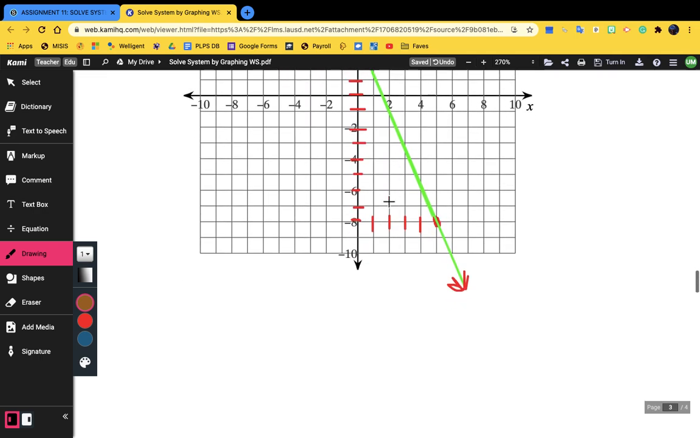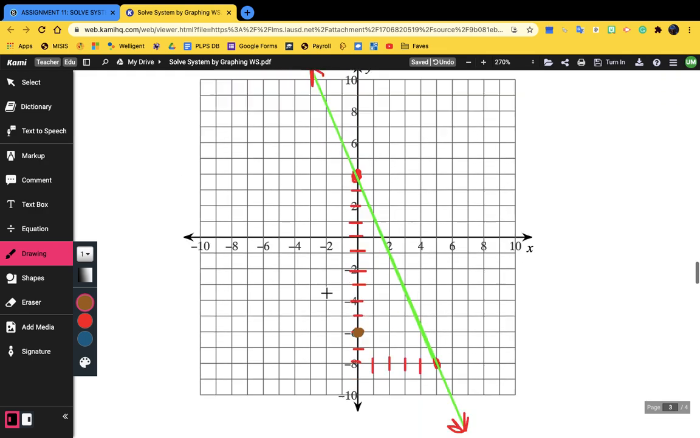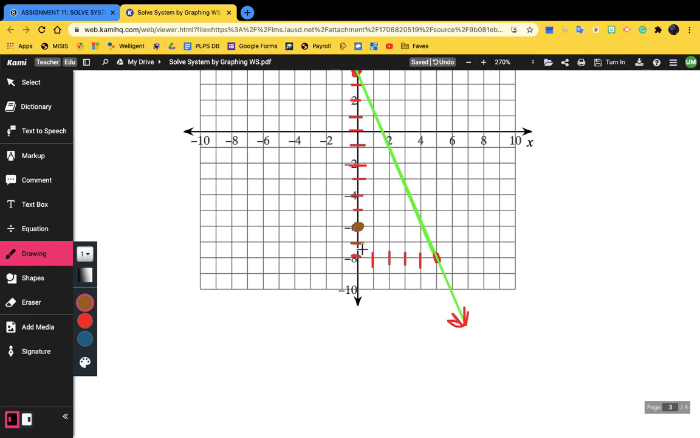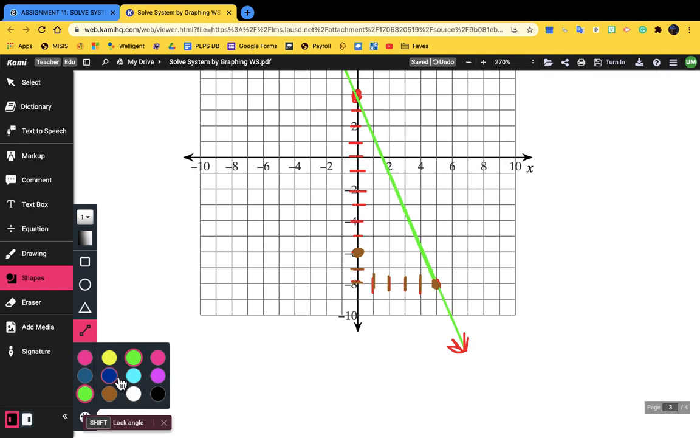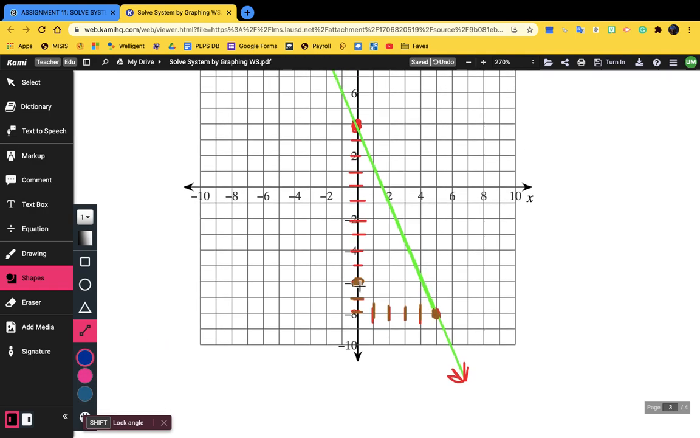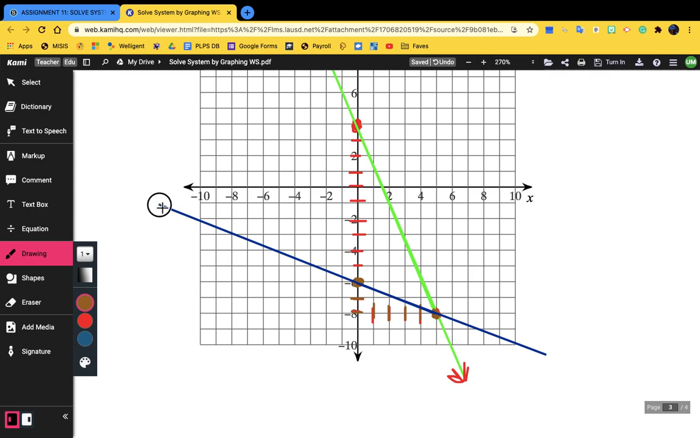-6 is my y-intercept, so -6 here is right there, and this says I'm going to go down 2 over 5. Down 2, 1, 2, and over 1, 2, 3, 4, and 5. Look at that right there. Go down to my shapes, and I'm going to pick this dark blue here. From my first brown point through my second brown point, I'm going to go here, and from my second brown point through my first, go here, back to drawing, arrows, and arrow.